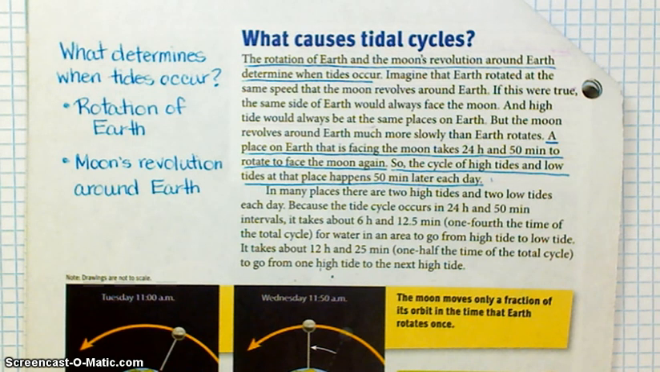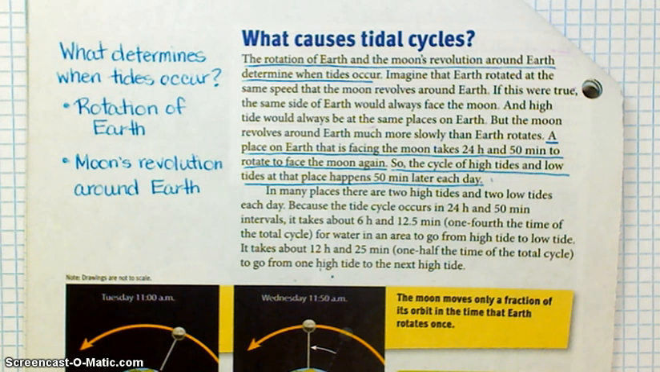All right, this is number 3, screencast for Unit 5, Lesson 3, and I'm on page 254. We're going to talk about what causes tidal cycles. All right, the rotation of the Earth and the Moon's revolution around Earth determine when tides occur.